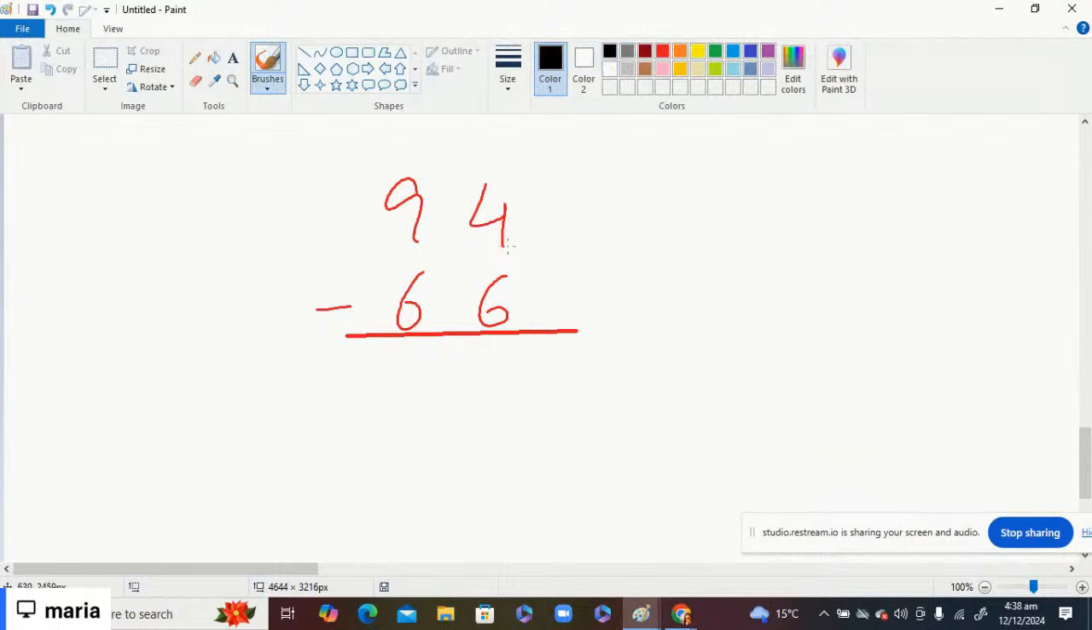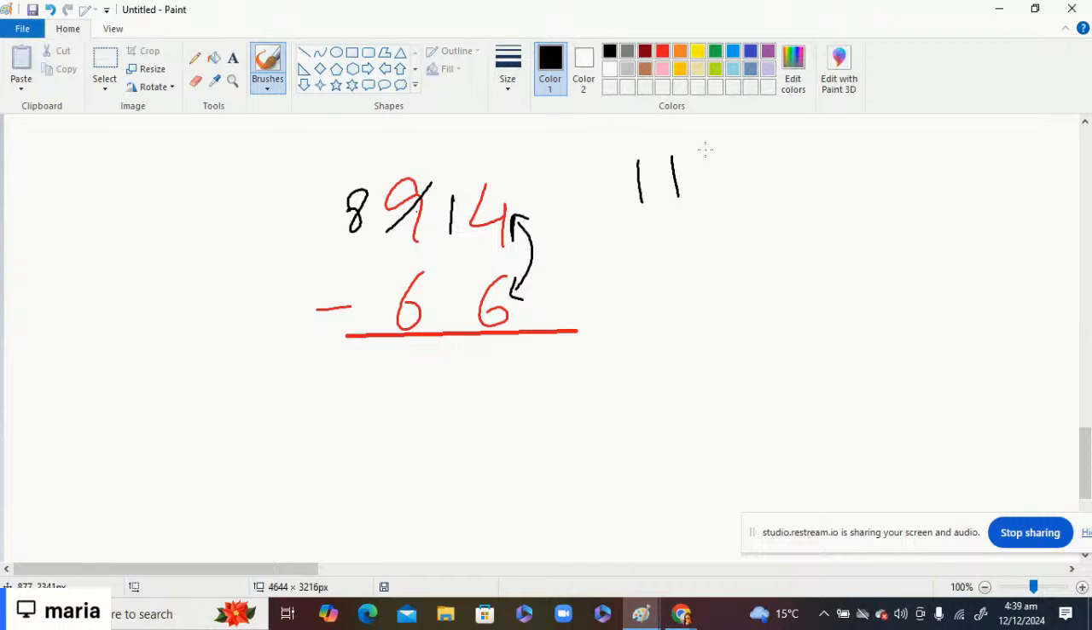So here, 4 out of 6 is possible? No, it's not possible. So this is 9 here. This 9 becomes 8. This 4 becomes 14. So 14 out of 6. First of all, draw the 14 lines. Now we are going to draw the 14 lines and then subtract 6 from there.